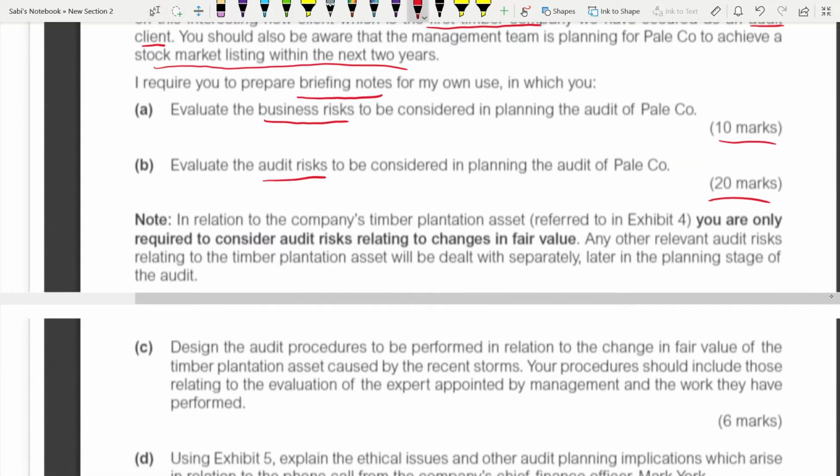Now, in relation to the company's timber plantation asset, referred to in Exhibit 4, you are only required to consider audit risk relating to changes in fair value. Any other relevant audit risk relating to the timber plantation asset will be dealt with separately later in the planning stage of the audit.